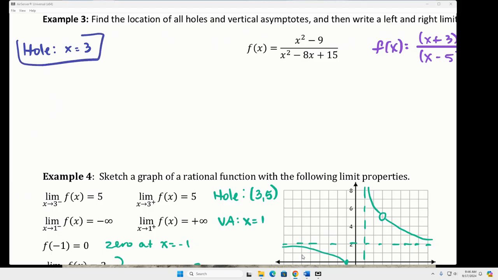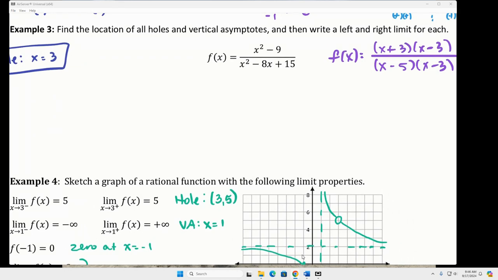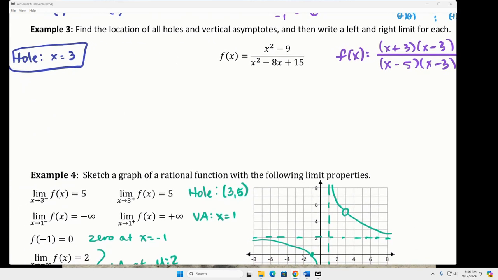All right, so that's the first part of the question, and it also says to write the left and right hand limit for each. So when we're doing that, you're going to do one of two things. You're either going to plug the 3 in to the function, or you're going to do the sign chart on the number line. Which one is it for the hole? The hole you plug in.